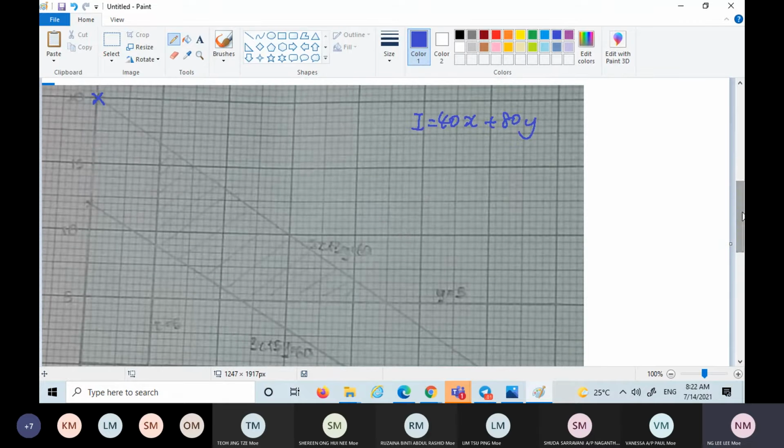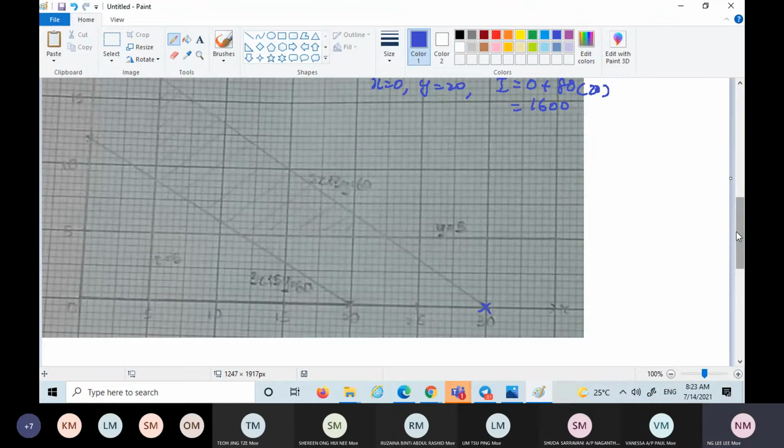So for this point, x is 0, y is 20. You substitute here. This is 0, so 80 times 20 is 1600. Then for the other point, this point.